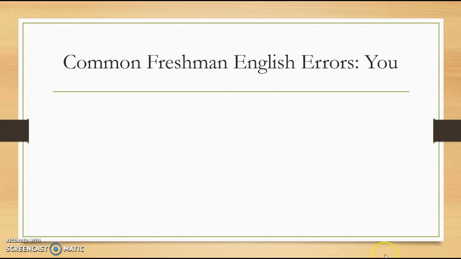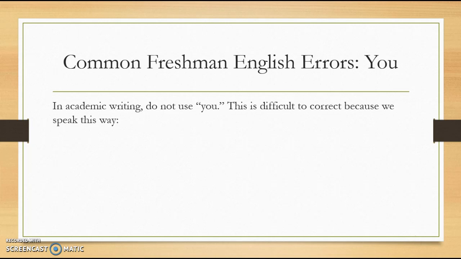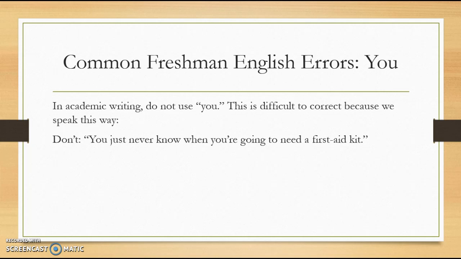So moving on to some common errors in freshman English. The first most common error is using the word YOU in your writing. This is not proper for academic writing, and this is really hard because we speak this way. So, for instance, don't use, "You just never know when you're going to need a first aid kit." Again, we talk this way all the time. This is second person point of view, and we're not writing any essays this semester that include second person. Those would be directions or recipes or things like that. We need to stick with first or third person for this class.